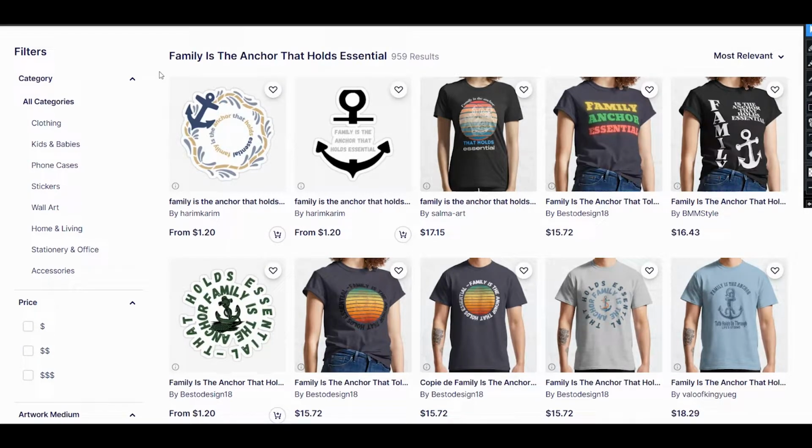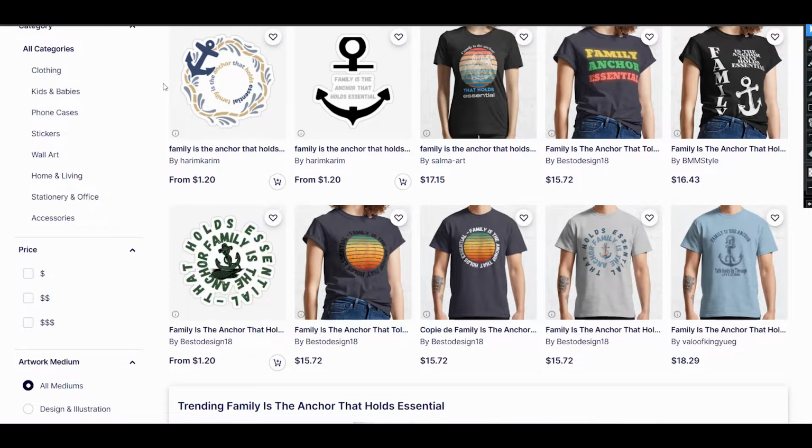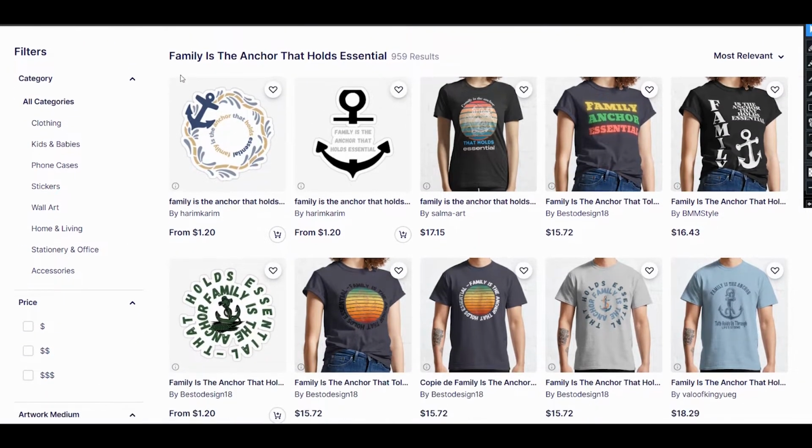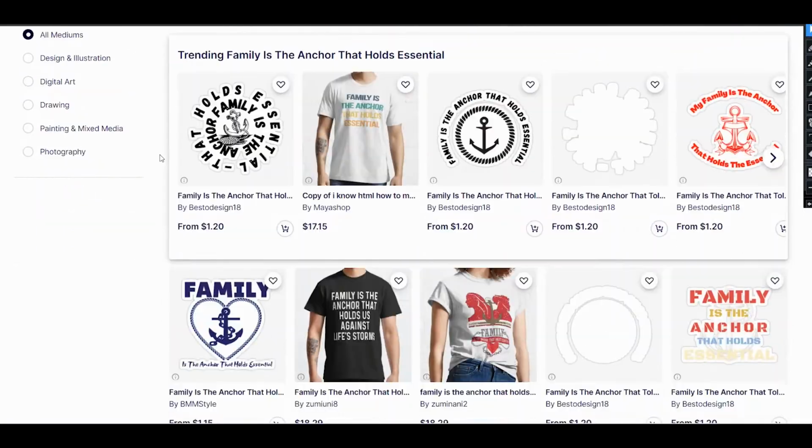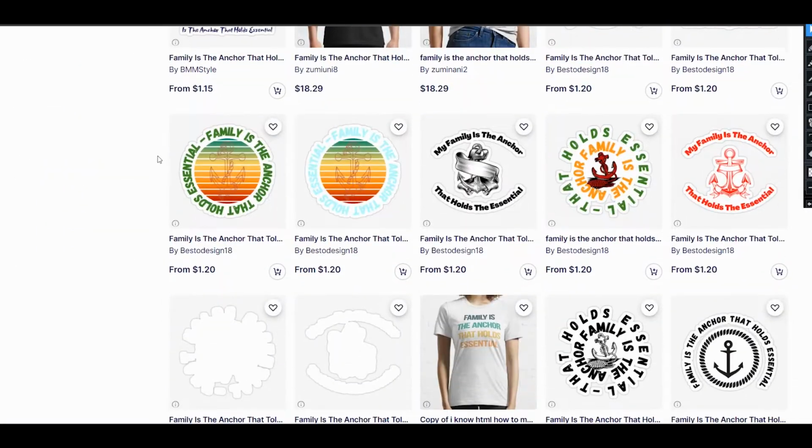So as for me, it's an evergreen search, and with this family theme, all that is connected with family life, you can get really good and stable sales. For this design idea, of course you can illustrate some anchor like here or in this variant, but you can also make an illustration without anchor, illustration with some family designs.